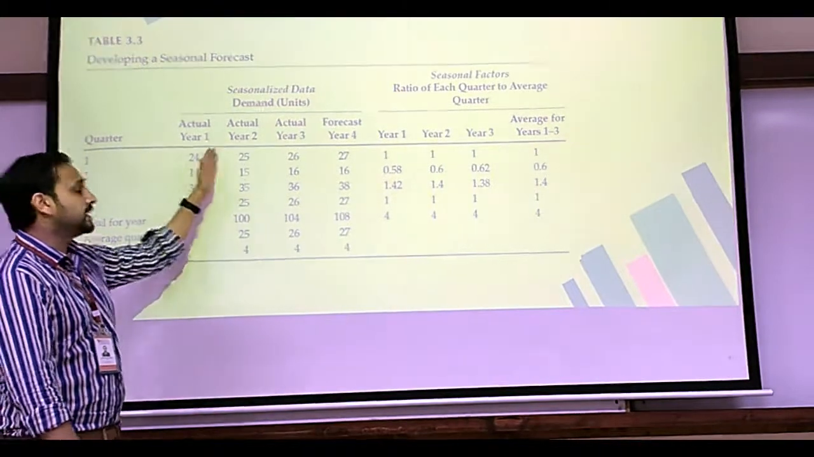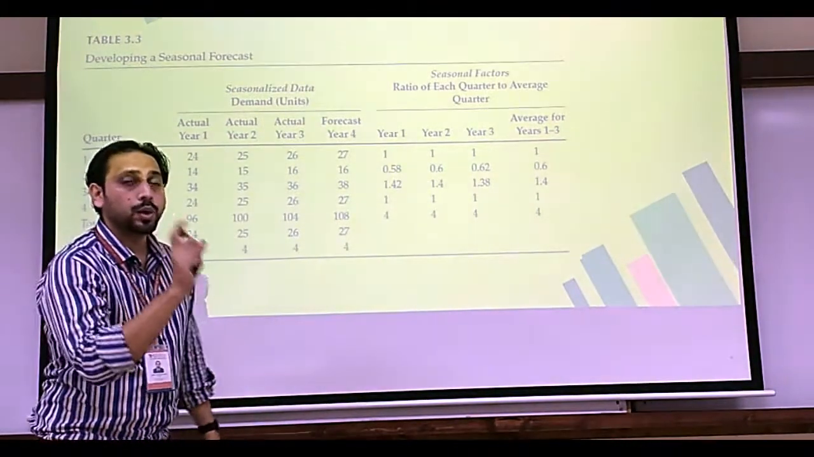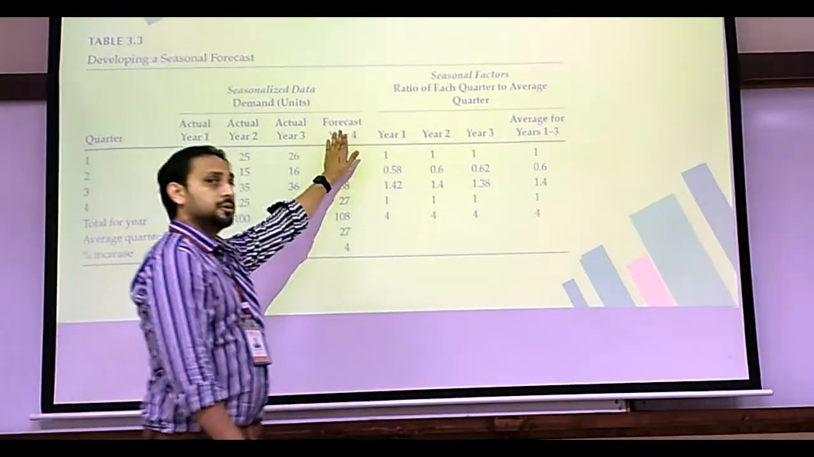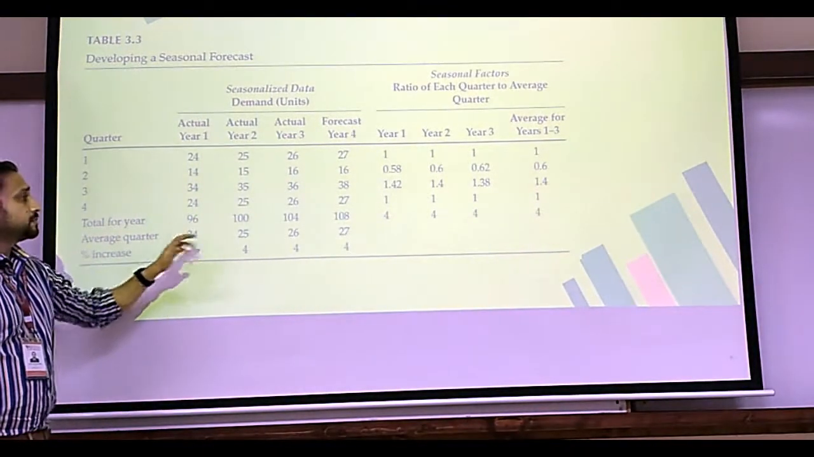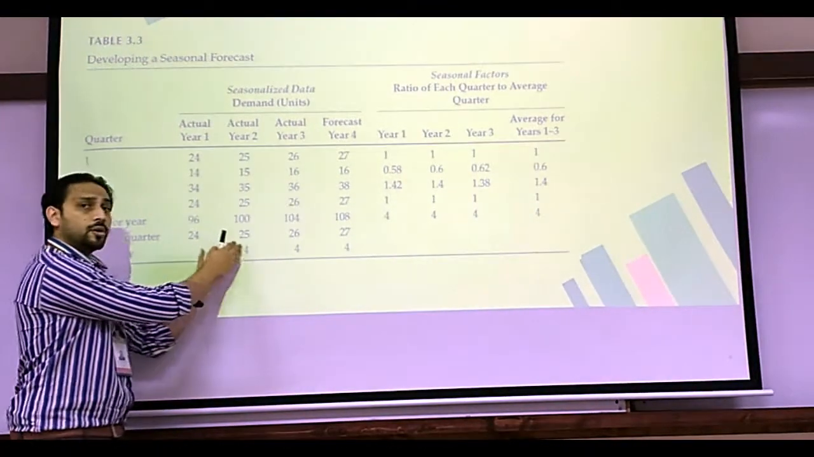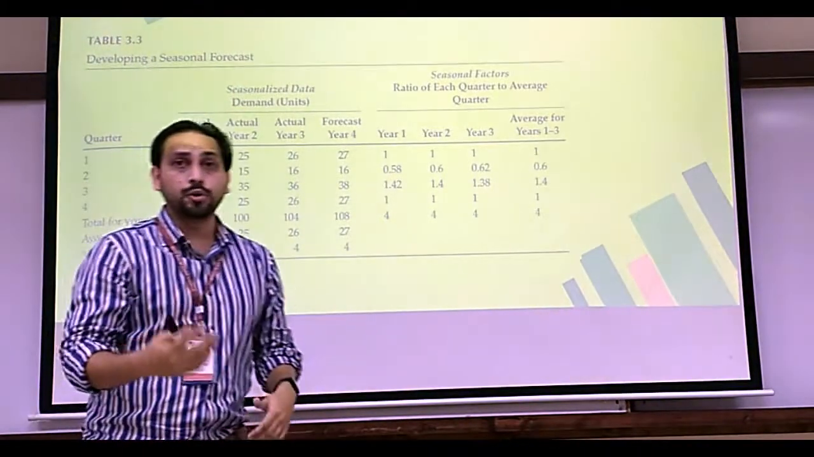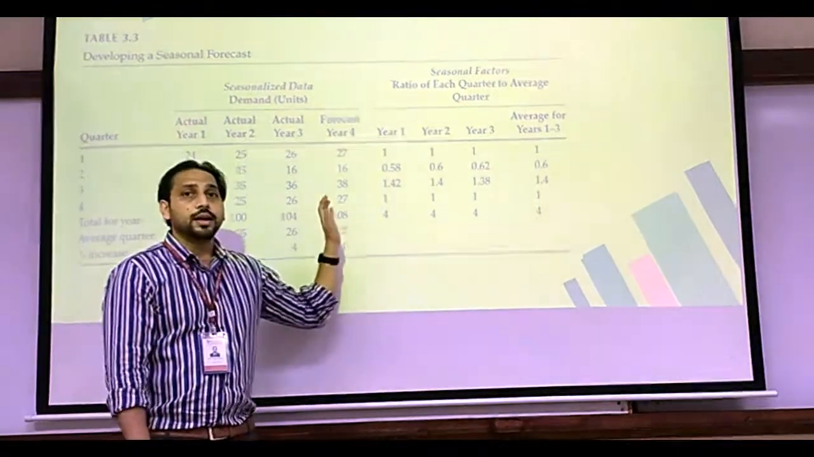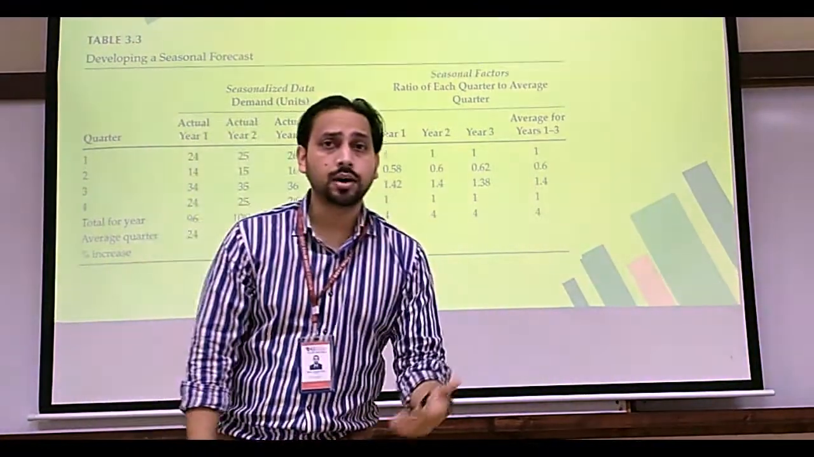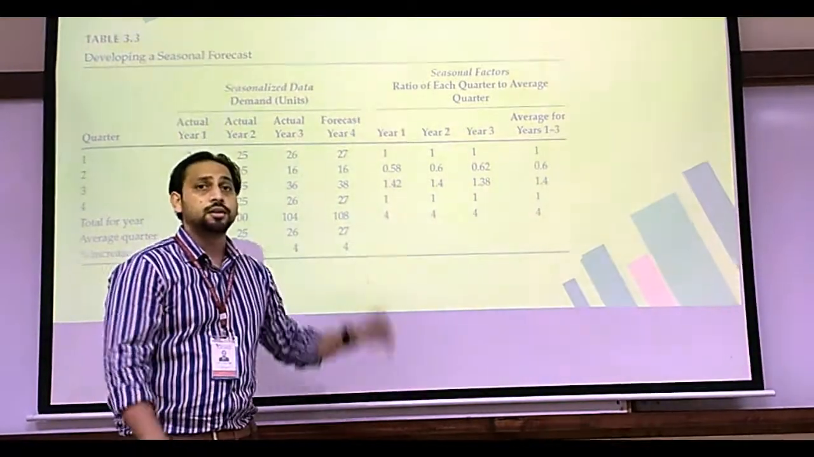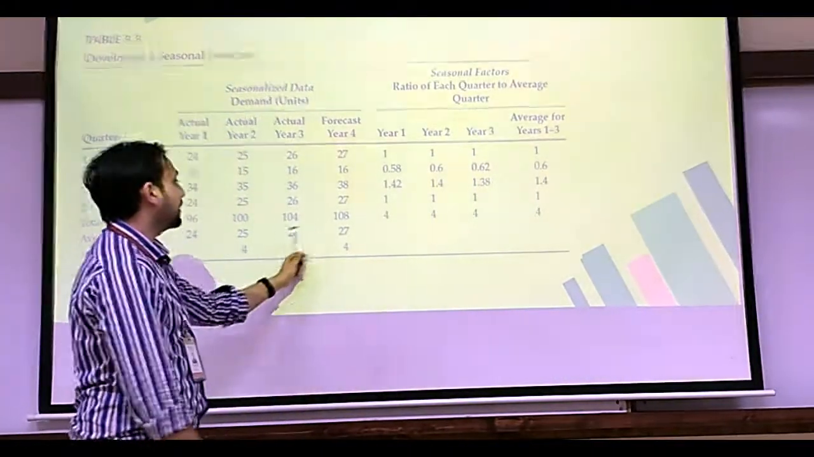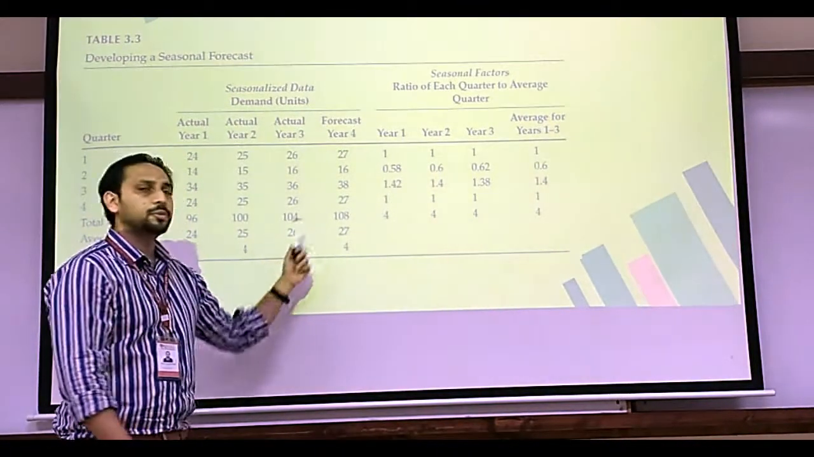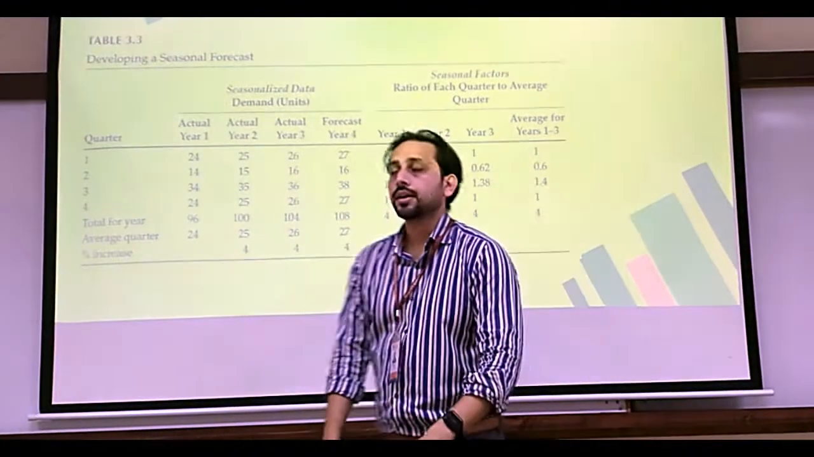In year 2, in each of the quarters, there was an increase of 1 unit actual demand, 24 to 25 to 26. We're not going to look at this at the moment. Now, similarly, the overall demand is increasing by 4 units. So for year 1, it was 96, year 2, 100, year 3, 104. Now, if you are going to predict or forecast the demand for year 4, then since it was increasing 4 units each year, the total demand would have been 108, and it is 108, the demand forecast.